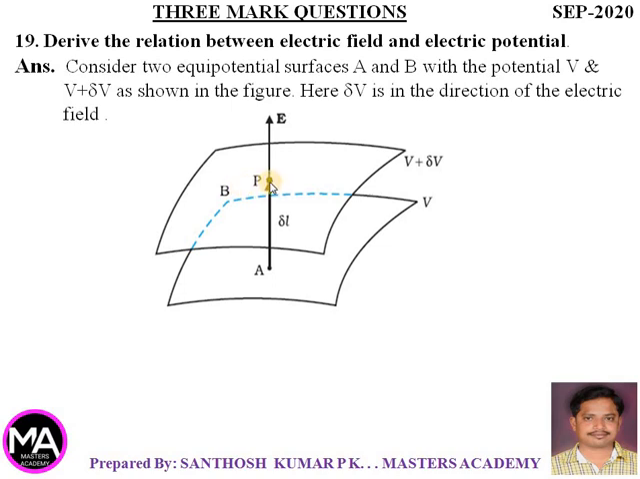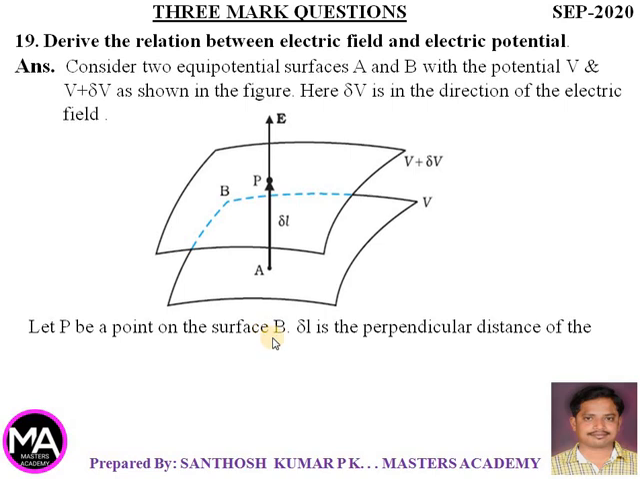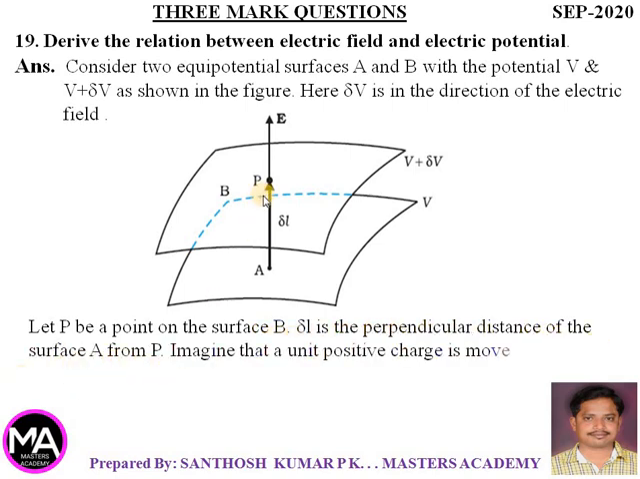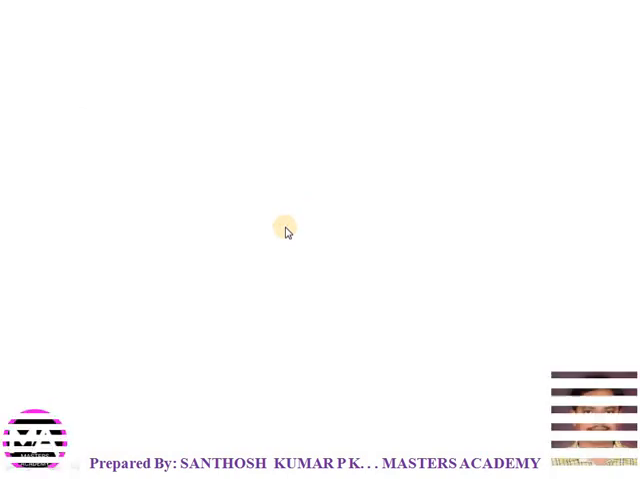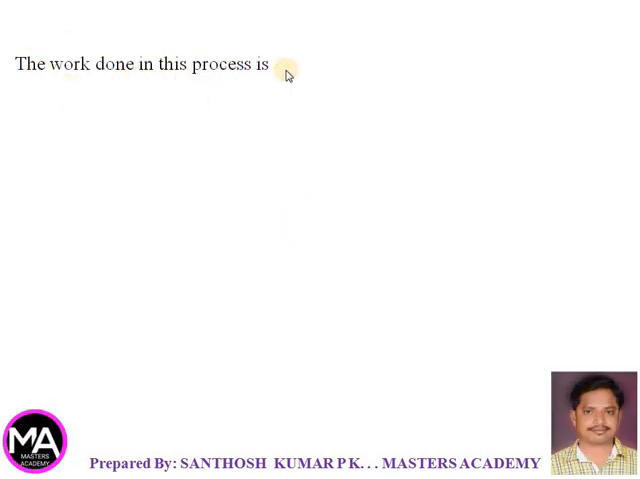P is the point on B where the electric field is E. Let P be a point on the surface B. Delta L is the perpendicular distance of the surface A from the point P. Imagine that a unit positive charge is moved along this perpendicular from the surface B to A against the electric field. So you are moving a unit positive charge from B to A against the electric field along the perpendicular distance delta L. Now the work done in this process is E into delta L.